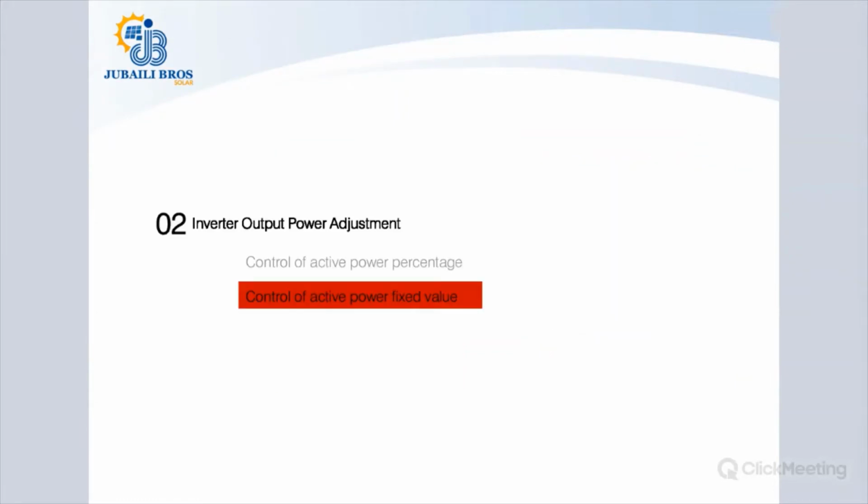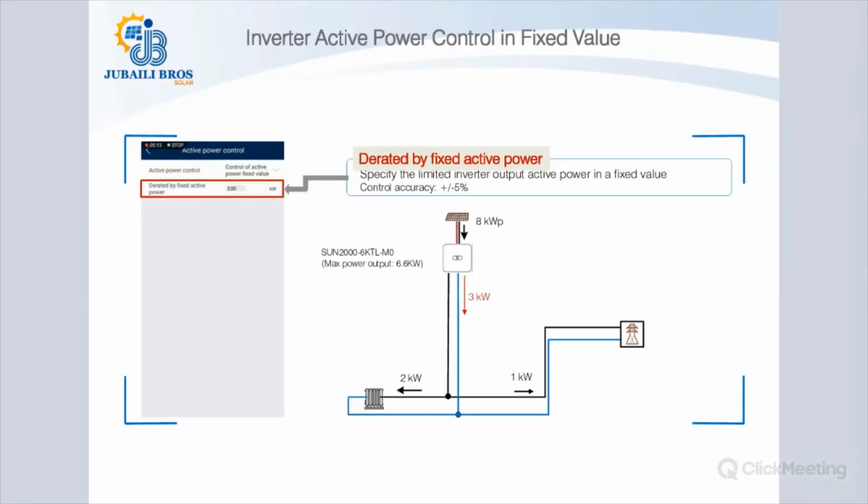There's another option: we can also reduce it to a fixed value. For example, we have a 6 KTL inverter and we want the output not to exceed 3 kilowatt. So we click on the option derated by fixed active power, and then we put in the value. The maximum will not exceed the value that we have assigned.